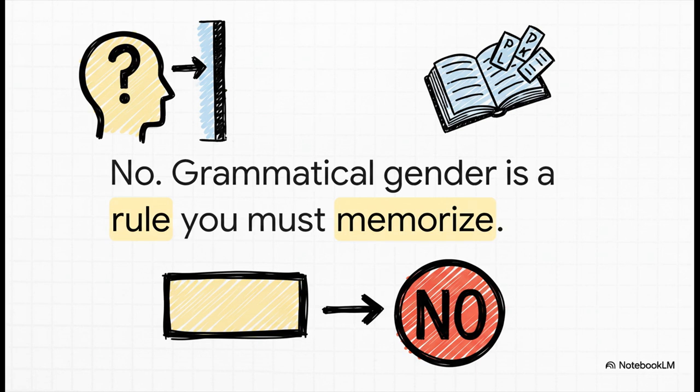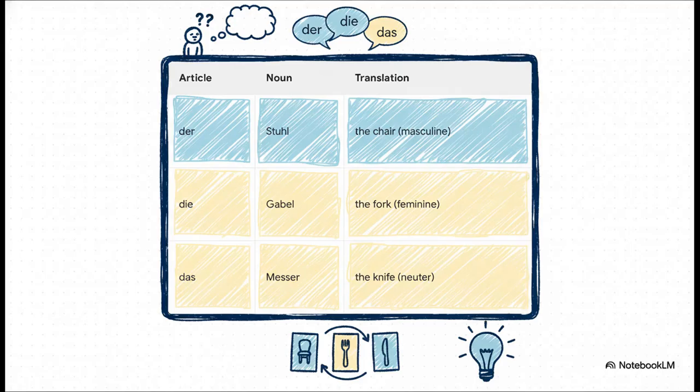And look, I know that can be a tough pill to swallow, but it's so important to accept this early on. Grammatical gender has almost nothing to do with what the object is actually like. It's just a rule you have to memorize. Just look at these examples. Is there anything particularly manly about a chair that makes it der Stuhl? Or is there something womanly about a fork that makes it die Gabel? Of course not. It's just a category, a purely grammatical thing.